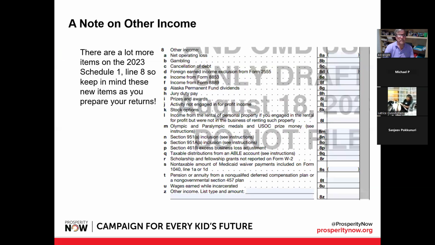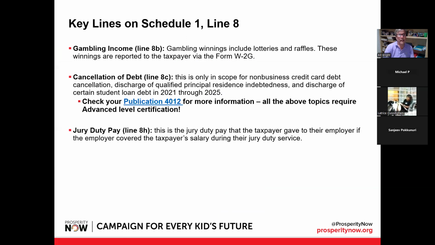Other income. There are a lot more other things that flow through to other income. The things that we see: gambling, which is lotteries and raffles, and cancellation of debt. Generally that is credit card debt that is forgiven by the bank.